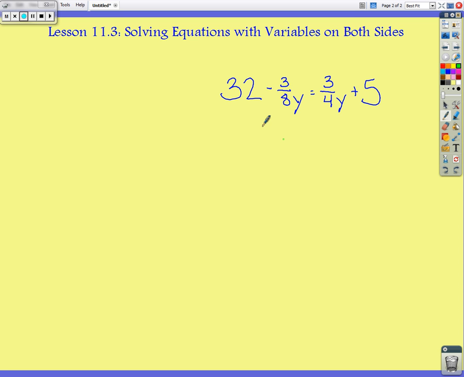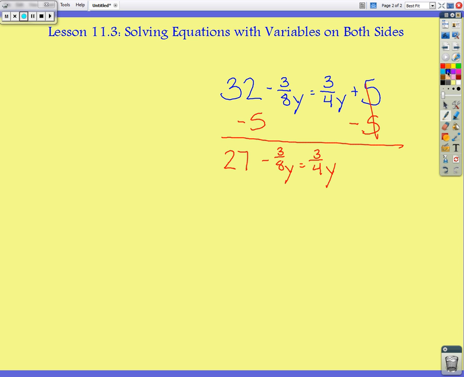The reason why I do the 5 over here is because I see that if I bring the 3/4 over here, I have negatives. If I bring the 32 over there, I have negatives. I kind of like to stay away from negatives. I'm going to subtract 5 from this side, subtract 5 from this side. That's eliminated. I have 32 minus 5, I think, is 27. 27 minus 3/8 times y is equal to 3/4 times y.